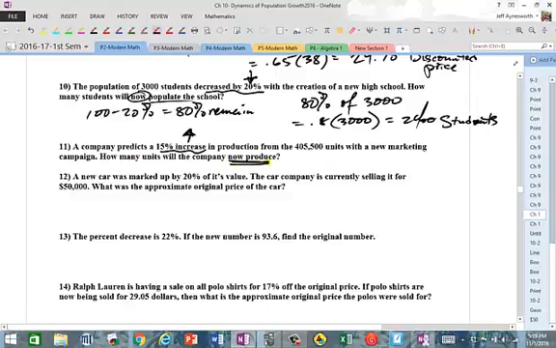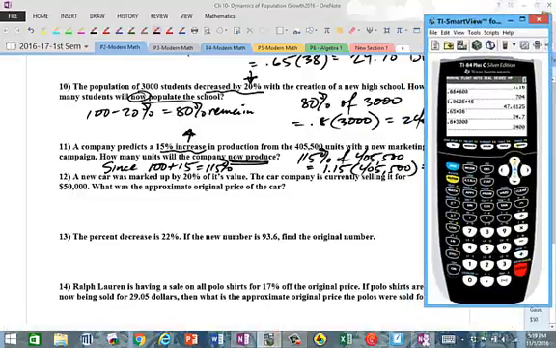Okay, so if there is a gain of 15%, 100 plus 15 is equal to 115%, right? So we need to calculate 115% of the 405,500 units, which means we have to calculate 1.15 times that. So what is that? Let's figure that out too. So 1.15 times 405,500. So you get 466,325.